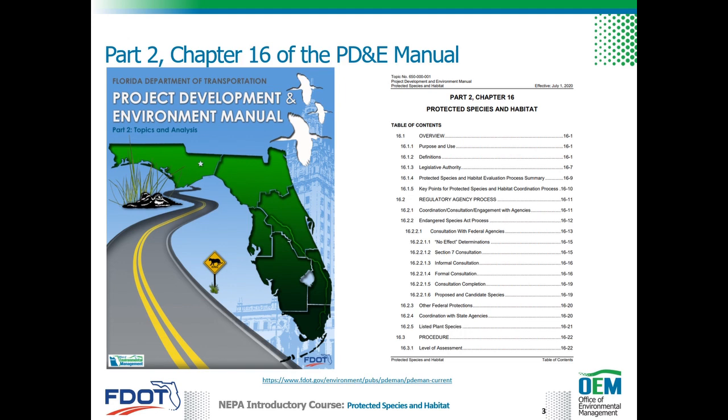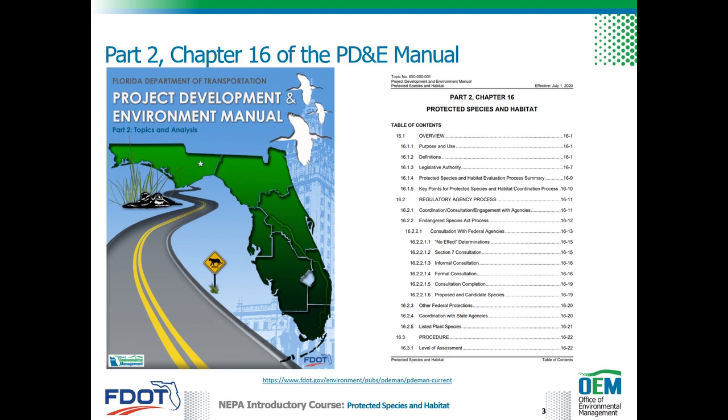This chapter is available on FDOT's Office of Environmental Management, or OEM's, website using the link at the bottom of this slide. This link can also connect you to other chapters of the PD&E manual that are referenced throughout this training. Both the chapter and training also provide guidance on coordinating with natural resource agencies to ensure compliance with the Endangered Species Act of 1973 as amended and the Florida Endangered and Threatened Species Act, Section 379.2291, Florida Statutes.